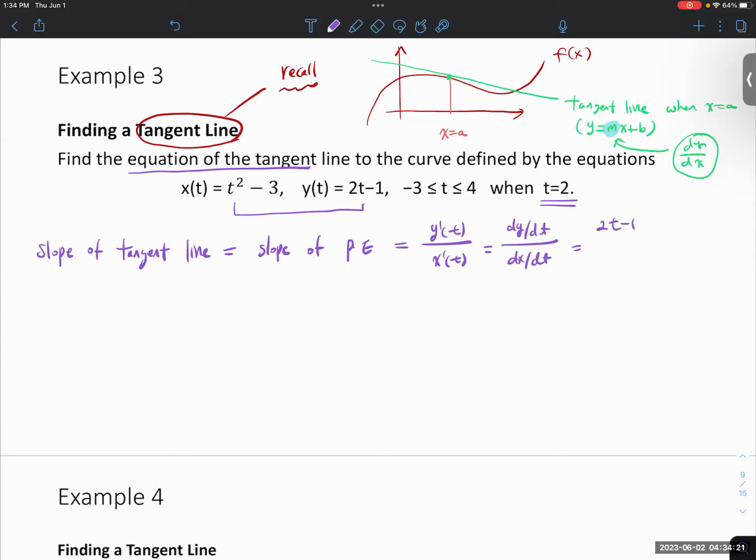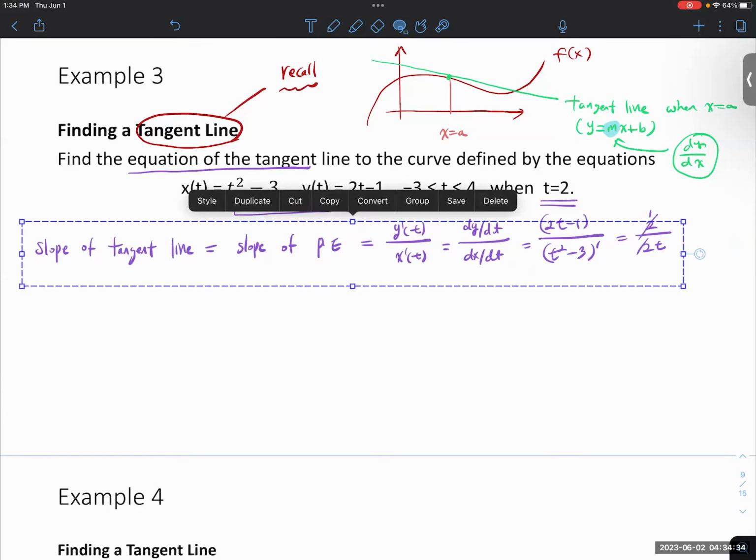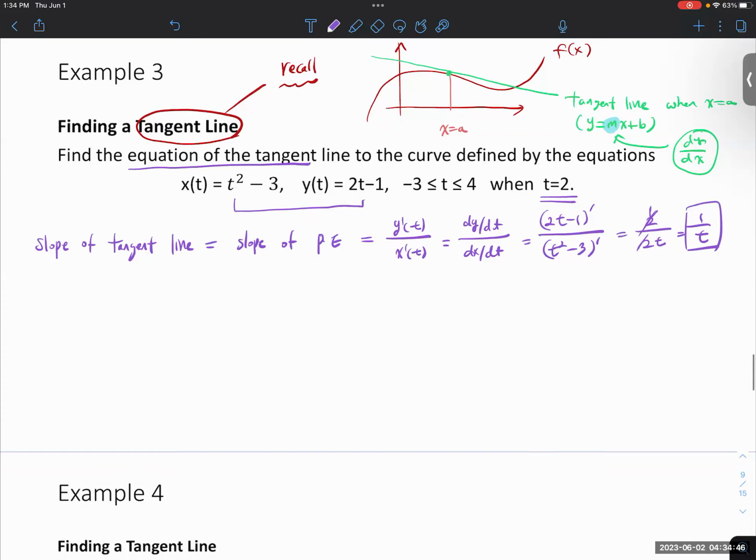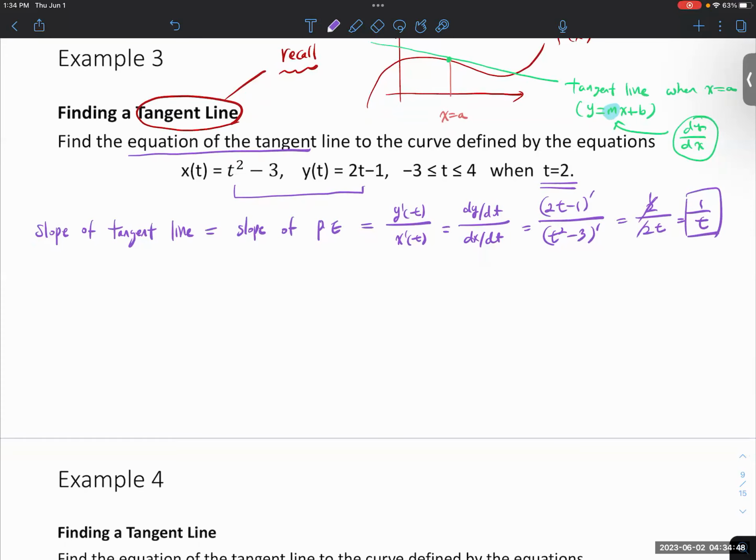So (2t minus 1) prime over (t squared minus 3) prime. So 2 over 2t, which is 1 over t. Let me write it smaller. The 2s cancel, so 1 over t is the slope of the tangent line, right? Are you following? And you can actually graph it.